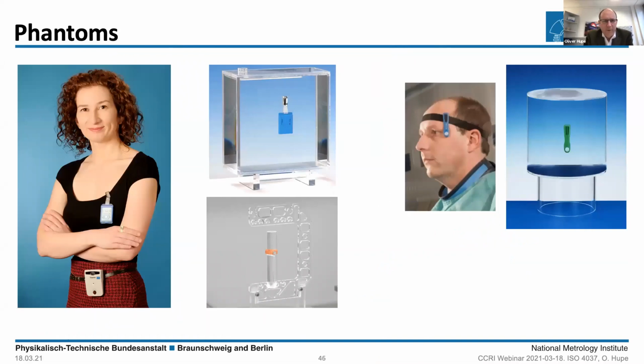So now we have the phantoms. If we have the dosimeters, we can replace the persons and put the dosimeters under well-defined conditions to calibrate them all.